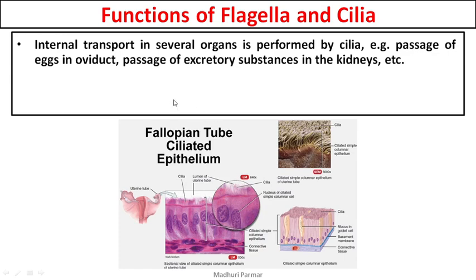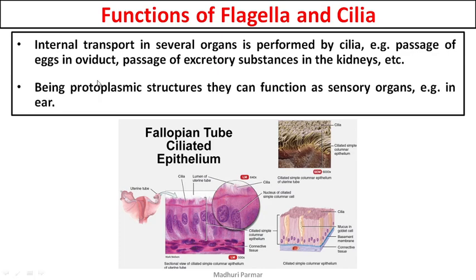The same type of cells, ciliated cells, are also found in kidneys, especially in the neck region of the nephrons. They allow passage of excretory substances to generate a current within the nephron. Being protoplasmic structures, they can also act as sensory organs, especially think about the ear. When we discuss the ear, you will remember there are ciliated hair-like structures in your ear, which are nothing but cilia. So these are the functions of flagella and cilia.